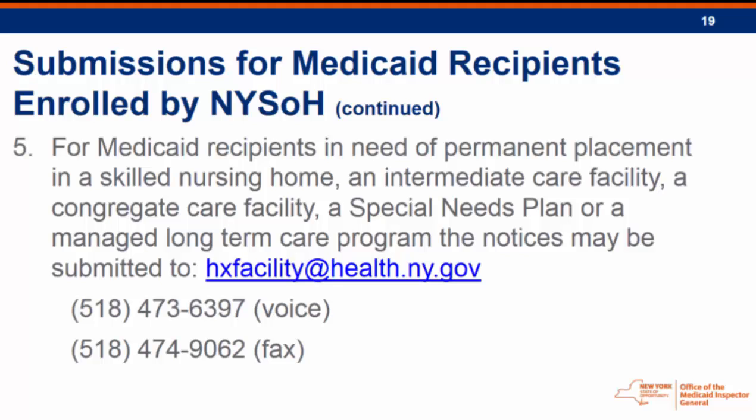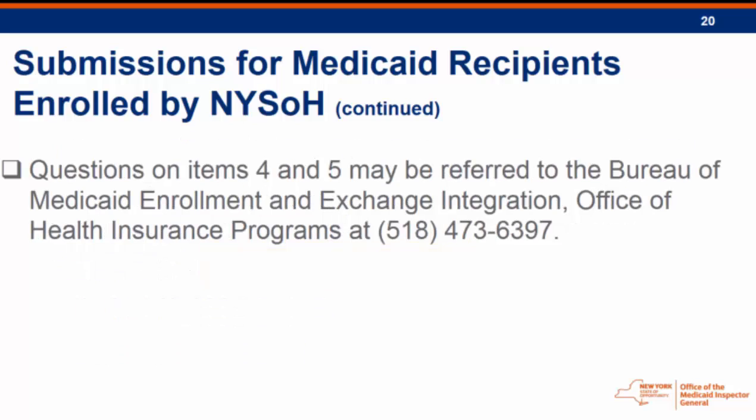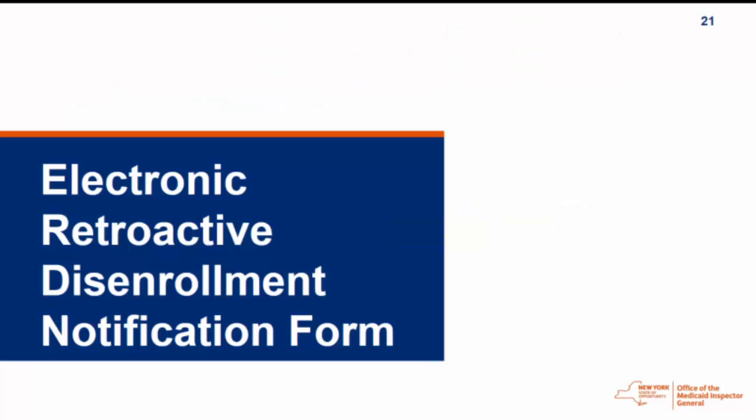For Medicaid recipients in need of permanent placement in a skilled nursing home, an intermediate care facility, a congregate care facility, a special needs plan, or a managed long-term care program, the notices may be submitted to hxfacility@health.ny.gov. Questions on items 4 and 5 may be referred to the Bureau of Medicaid Enrollment and Exchange Integration, Office of Health Insurance Programs at 518-473-6397. The following slides illustrate data entry on the electronic form in detail.